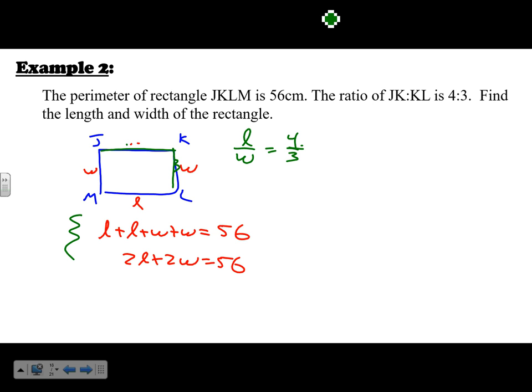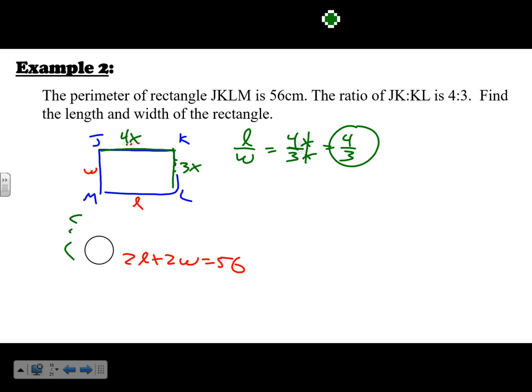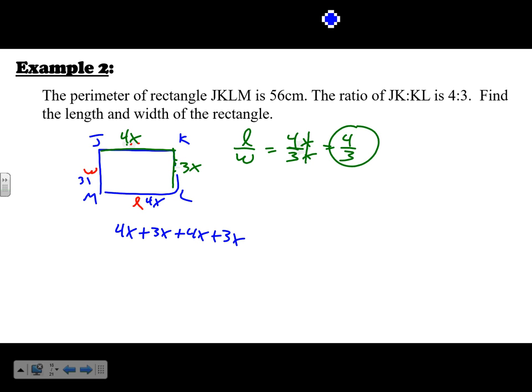So since it's 4:3, I'm going to call my variable x. So 4x and 3x. Because if it was 4x over 3x, the x's would cancel, so that gives us the ratio of 4/3. I apologize, I was jumping the gun. So we have 4x plus 3x plus 4x plus 3x, because this is also 4x and 3x. That's got to be equal to 56 centimeters.